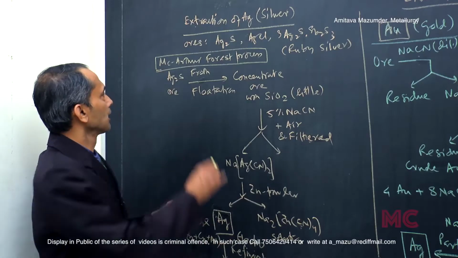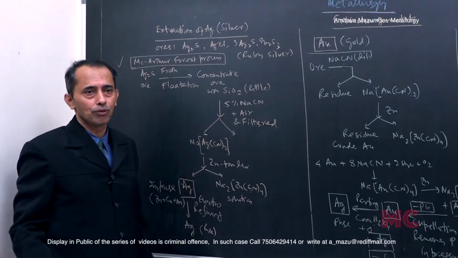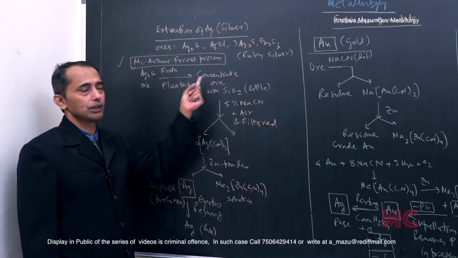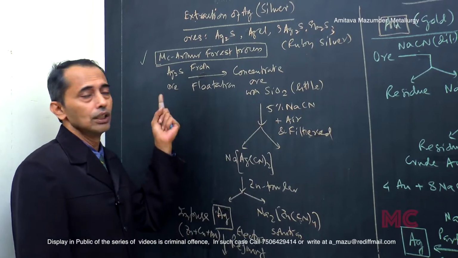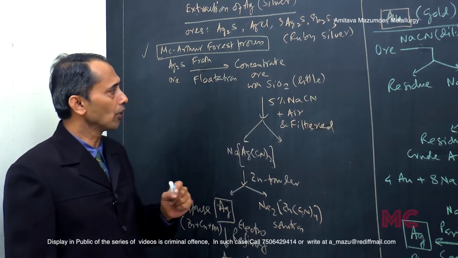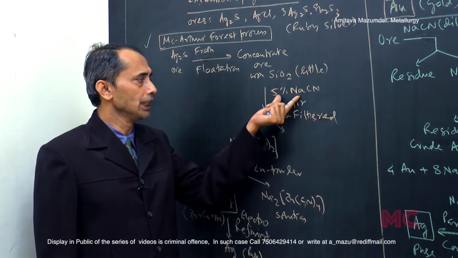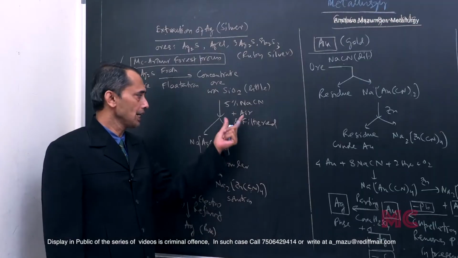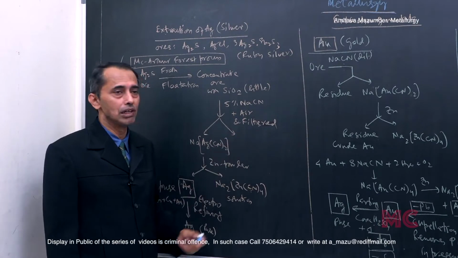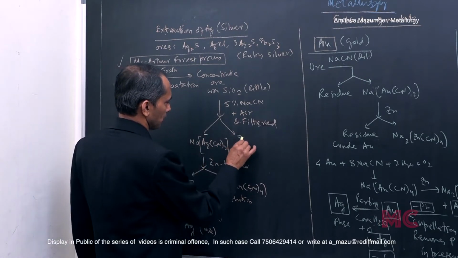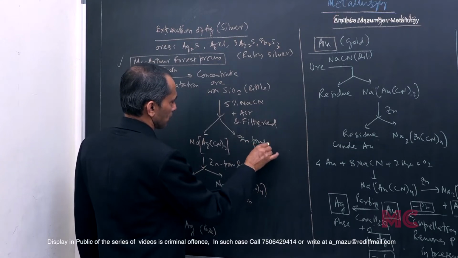And we take the MacArthur-Forrest process, in which we basically take the Ag2S ore and apply froth flotation, so that we can increase the concentration of the ore, because we know that froth flotation is applied for sulfide ore, and here there will be little silica. After that we take 5% NaCN and air, we purge and filter. If I filter, then we get Na[Ag(CN)2], and the impurity will be separated out.